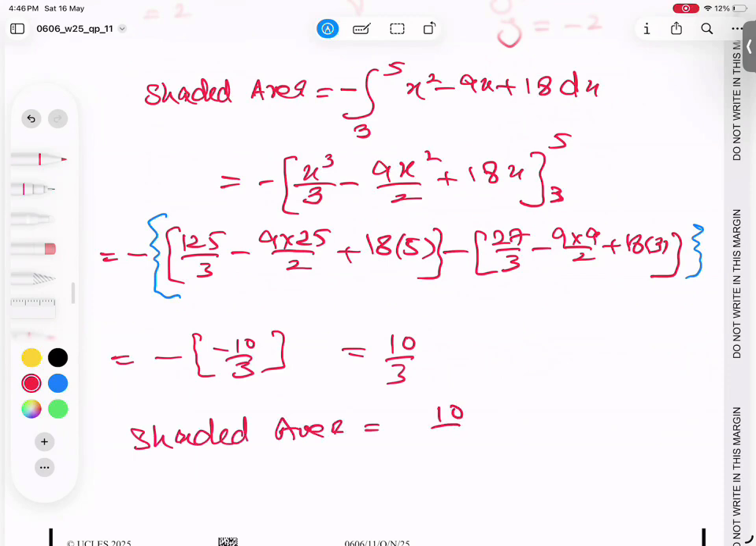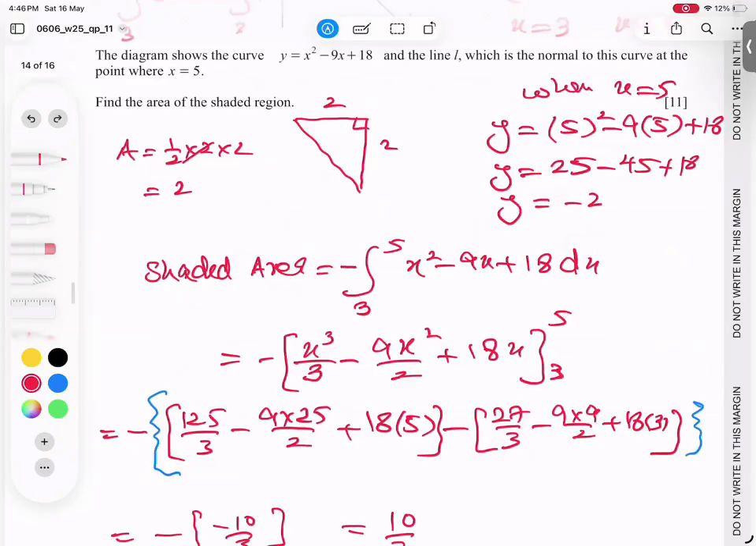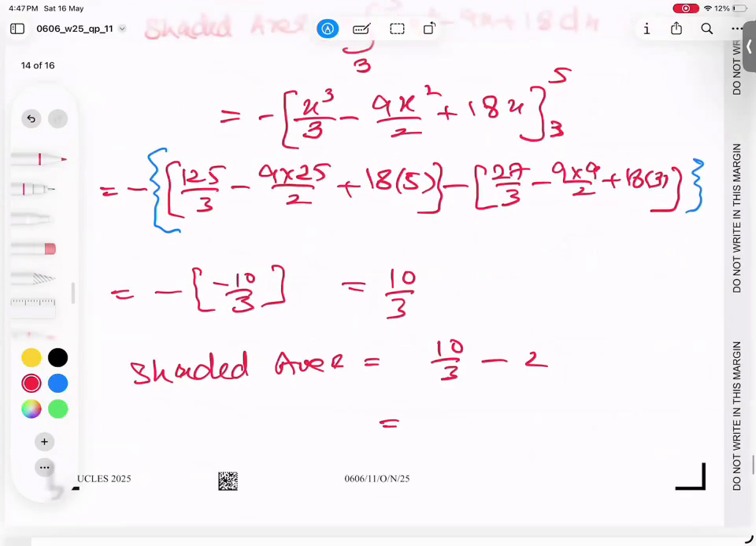From 10 over 3, subtract 2. Where does this 2 come from? The area of the triangle. And the answer is 4 over 3 unit squared. So I hope the concept of the question is very clear.